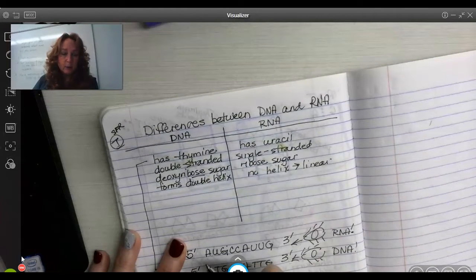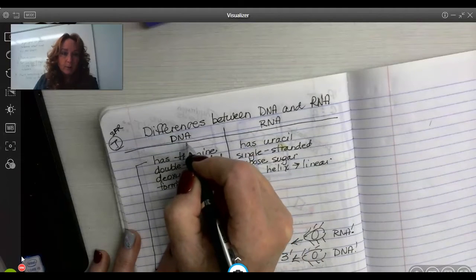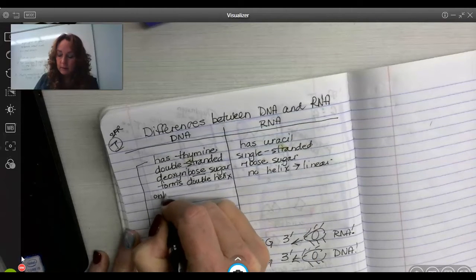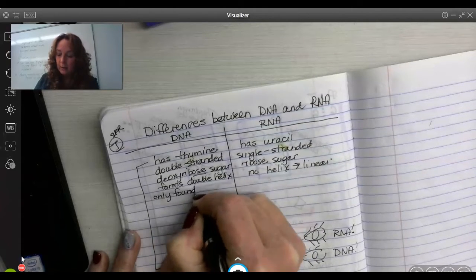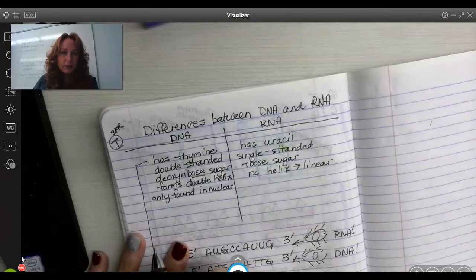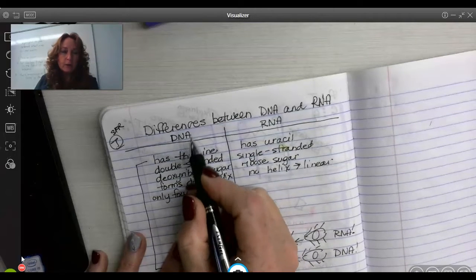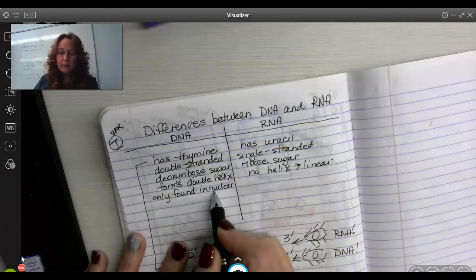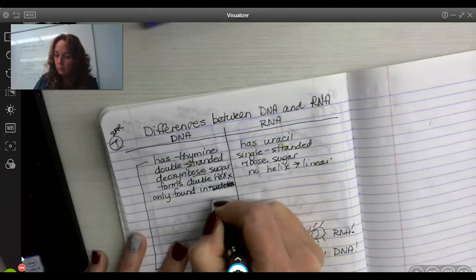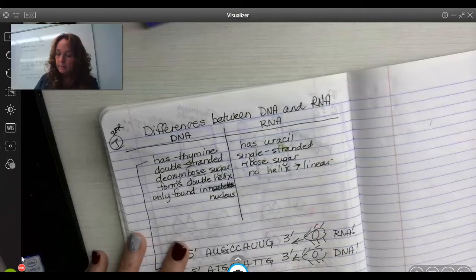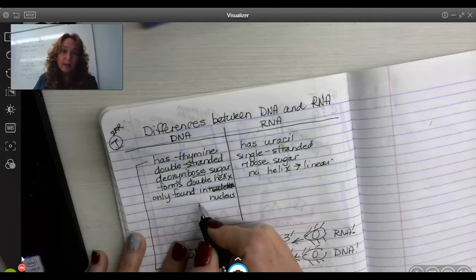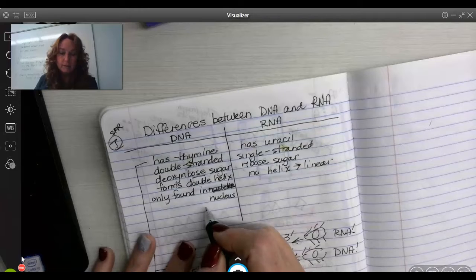RNA tends to be linear. The other part about DNA is that DNA can only be found in the nucleus. So if you have some type of dye or some type of marker that goes into and stains DNA, you'll never find it outside the nucleus. It's always there. And there's safeguards we'll talk about to where it can't get out, like it physically cannot get out.